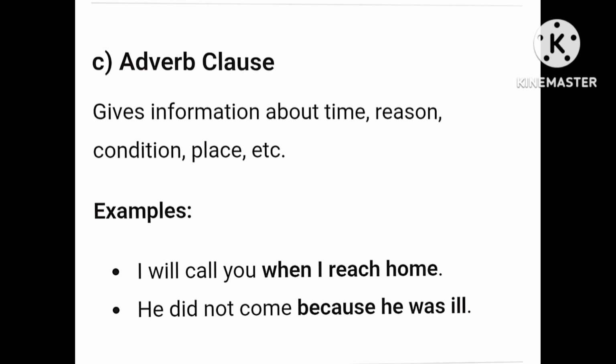C. Adverb clause. Gives information about time, reason, condition, place, etc. Examples. I will call you when I reach home. He did not come because he was ill.